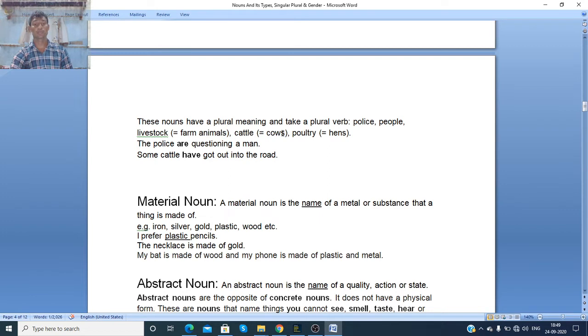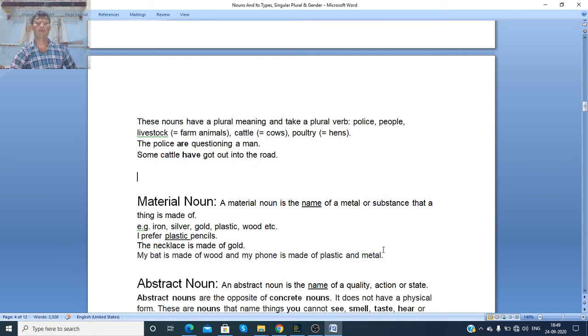Cattle, cows and buffaloes are called cattle. Poultry, not a hen but hens, is called poultry. So these nouns are plural in meaning, and we also use a plural verb with them. Like: the police are questioning a man, plural verb. Some cattle have got out into the road. Some cattle have, plural verb.